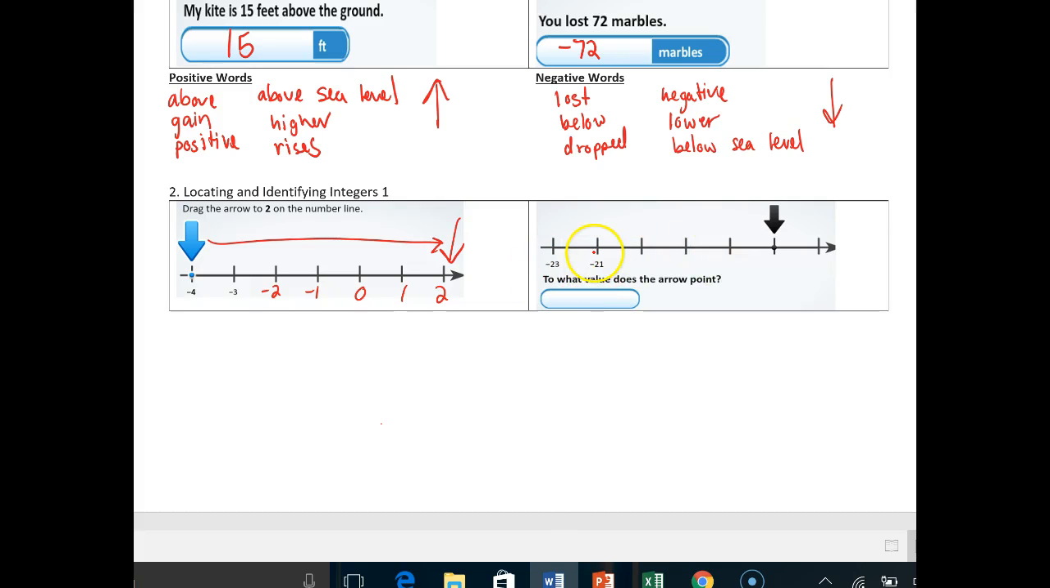So negative 23, negative 21, that means this is not negative 20, but negative 19, skip 2, negative 17, skip 2, negative 15, skip 2, negative 13. So what is this arrow on? This arrow is on negative 13.